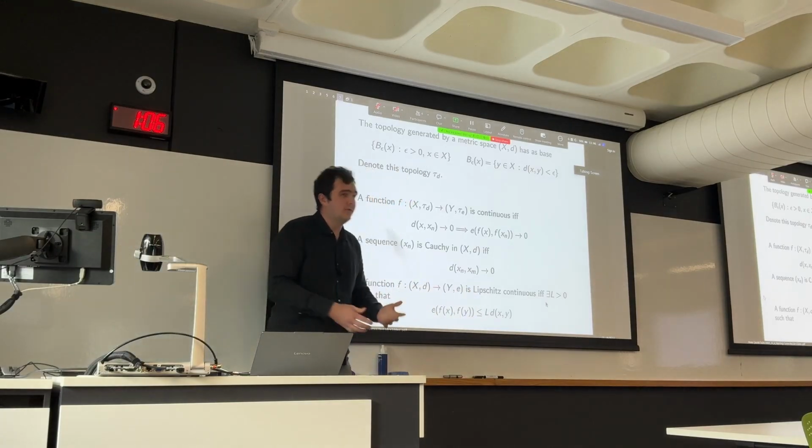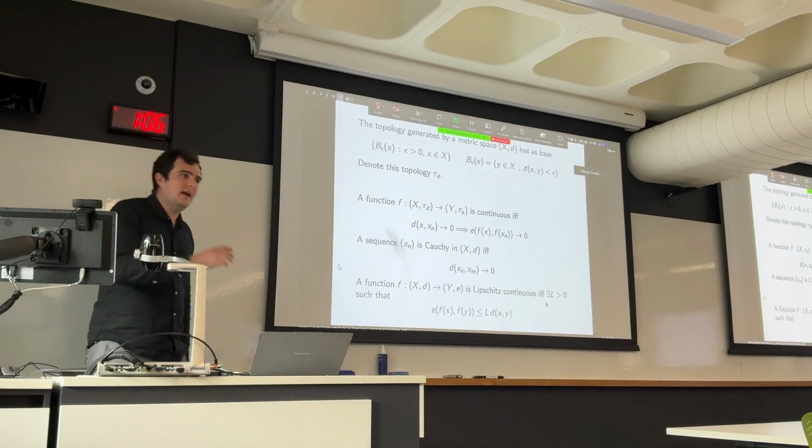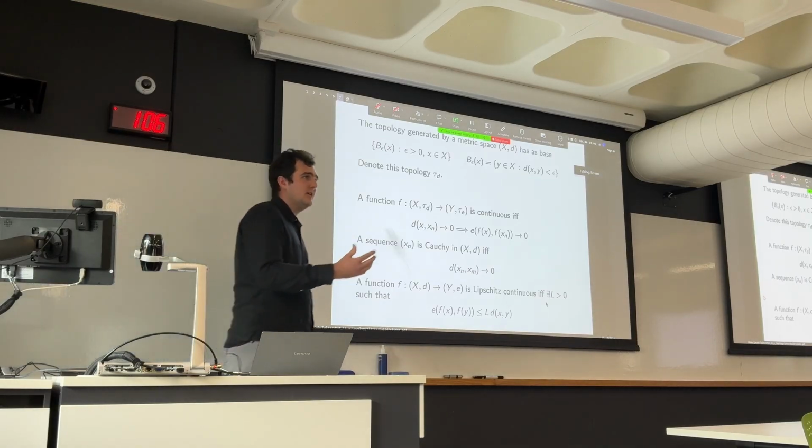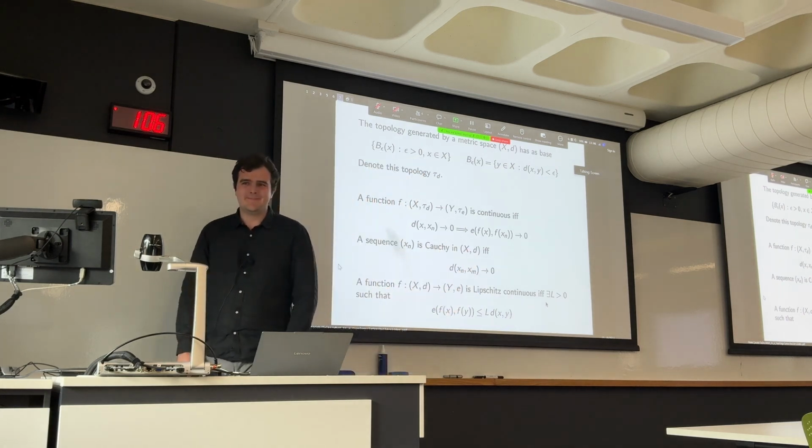So even though these notions of Cauchiness and Lipschitz are not entirely dependent on the topology and depend on what metric you pick, it turns out not to matter when proving results, which is a really nice thing.